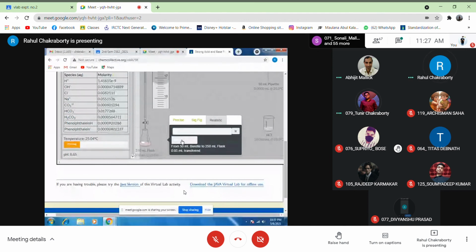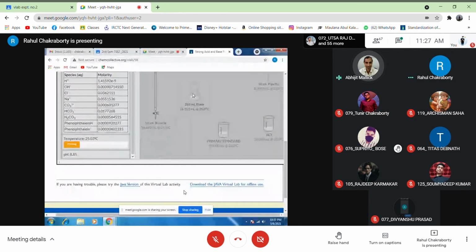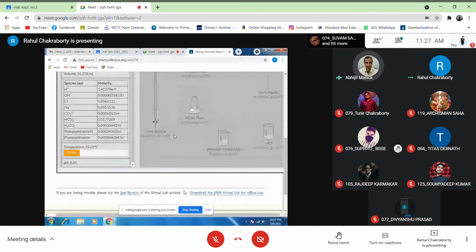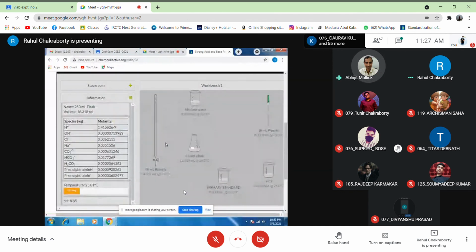Now the solution is colorless. So this is your final reading, and the initial reading is there. You can get the difference. In this way, you will proceed with table 3. The only difference is that you will use methyl orange indicator instead of phenolphthalein. Okay?